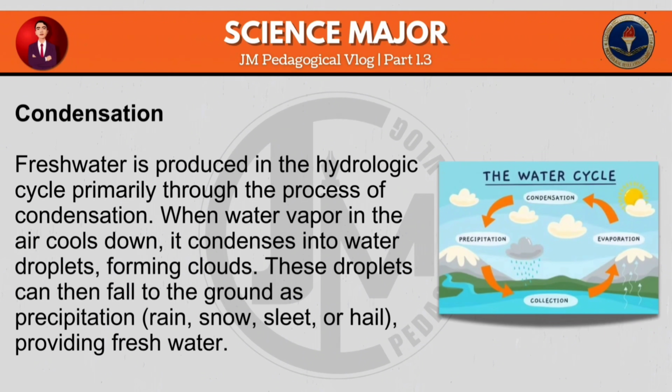Freshwater is produced in the hydrologic cycle primarily through the process of condensation. When water vapor in the air cools down, it condenses into water droplets, forming clouds. These droplets can then fall to the ground as precipitation: rain, snow, sleet, or hail, providing fresh water.